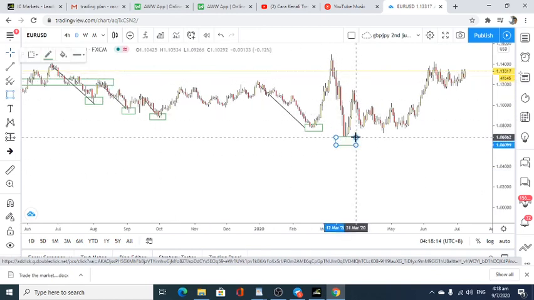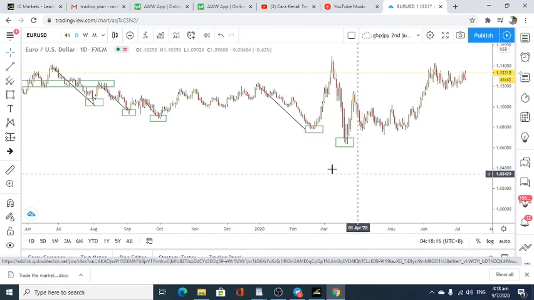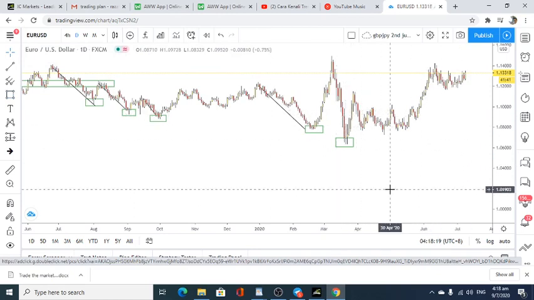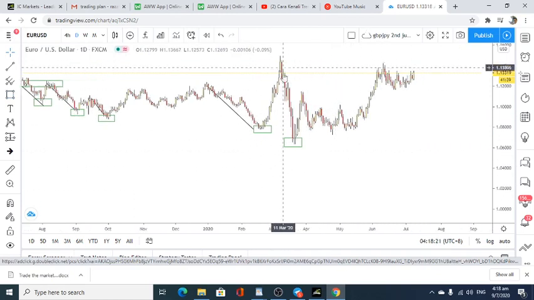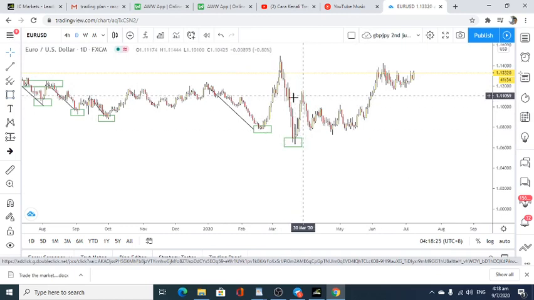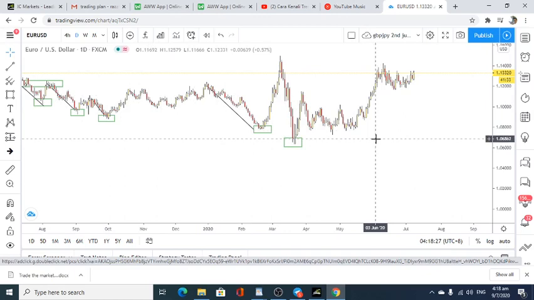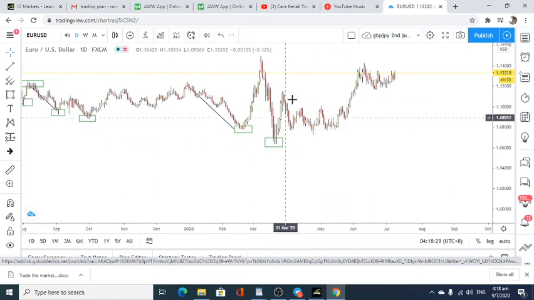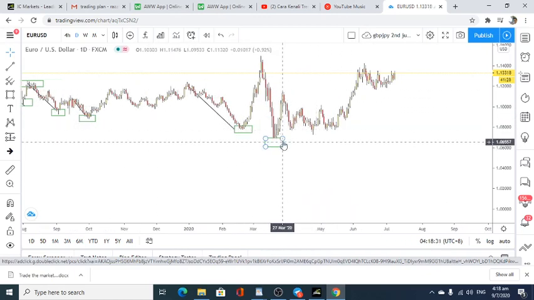So I'll mark it. Every time price breaks the support, you just mark it, because later as I go along, you will see why. As price breaks down here, you see this push up. We are looking from left to right right now. Price went down here, but it never reached that support.